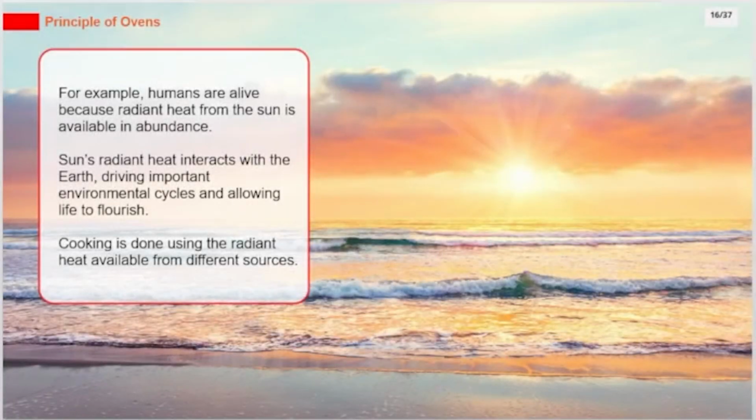For example, humans are alive because radiant heat from the sun is available in abundance. Sun's radiant heat interacts with the earth, driving important environmental cycles and allowing life to flourish. Cooking is done using the radiant heat available from different sources.